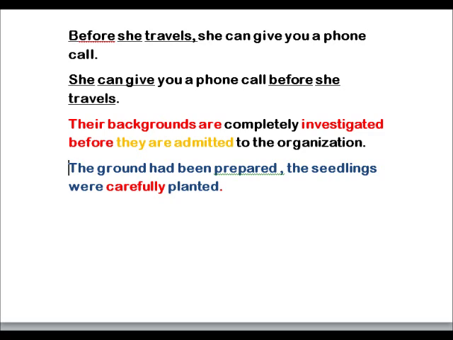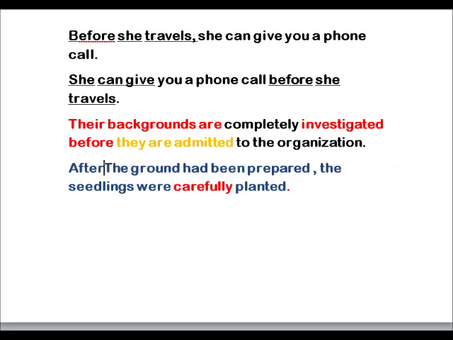So we can say something like after. Okay, and let's make that a small letter. After the ground had been prepared, the seedlings were carefully planted. Now this is fantastic. We've got connector, subject, verb, and we've got the beautiful comma, and then we have subject, verb, so everything is great. Now that's fantastic. Now let's move to another sentence.